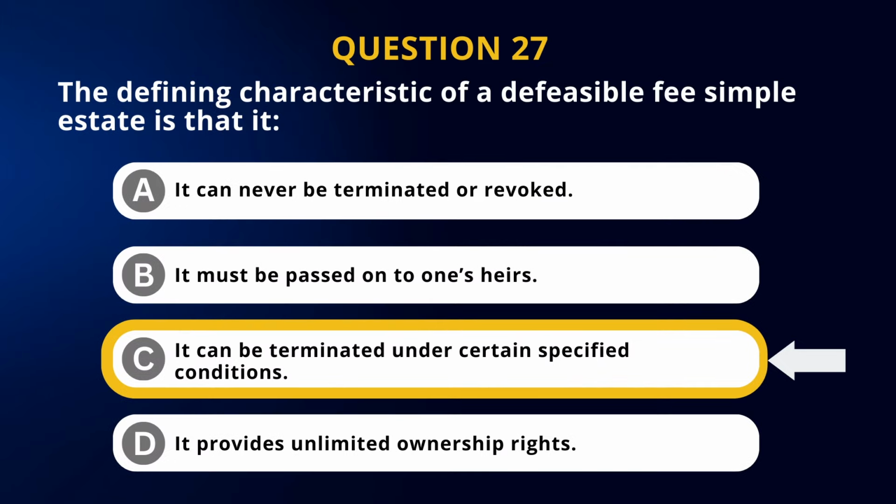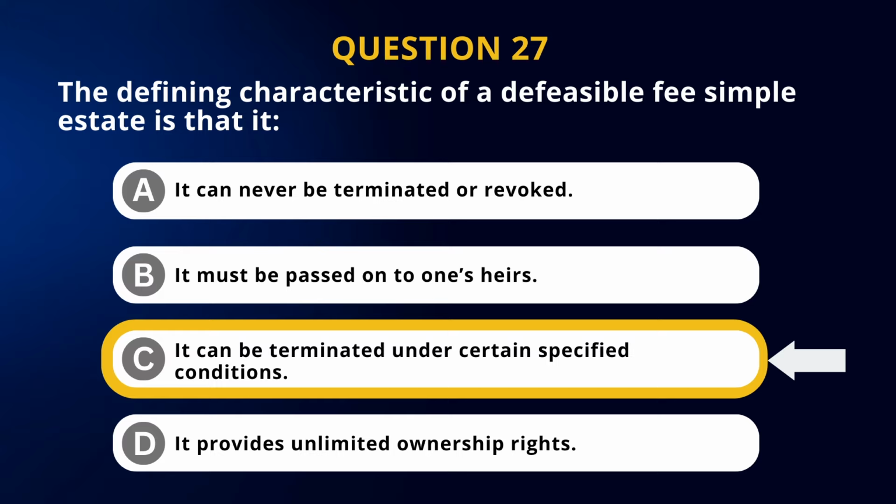And the answer? Letter C, it can be terminated under specified conditions. Remember, in defeasible fee estates, those are restricted, not unrestricted, whereas the fee simple absolute was unrestricted. And therefore, the defeasible fee estates are on a condition subsequent and determinable, which means they can be terminated. If you mess something up in the requirements, then the ownership can transfer back to the restrictor of the estate. So it can be terminated under certain specified conditions.